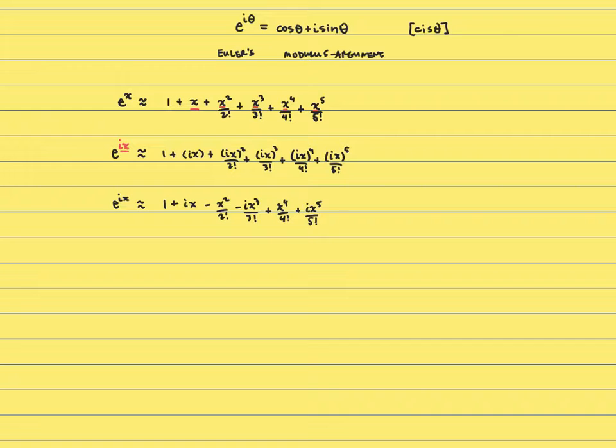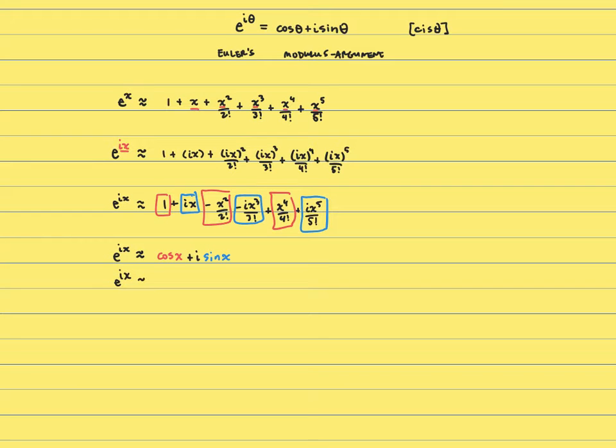Now I'm going to group the real components of this polynomial, which of course you'll see right here. Doesn't that look familiar? If you remember your Maclaurin series, that's actually cosine of x. Then I'm going to look at my imaginary portions. So that's ix, negative ix cubed over 3 factorial, positive ix to the fifth over 5 factorial. That right there, if I were to factor out an i, would be i times sine x. And that is just outstanding, right?